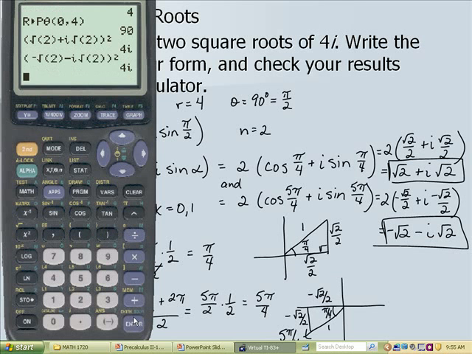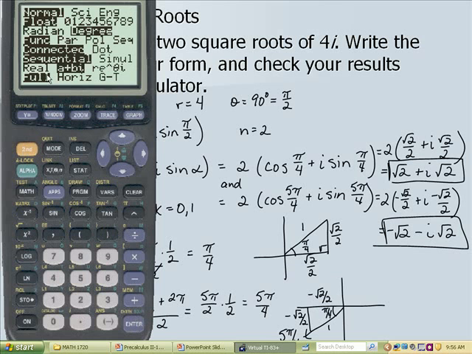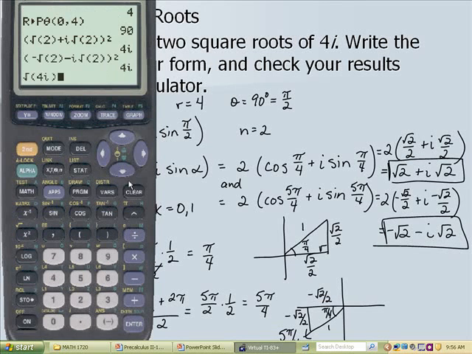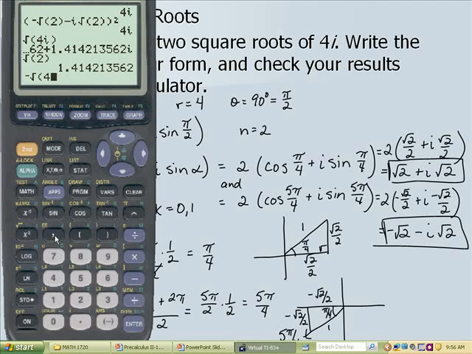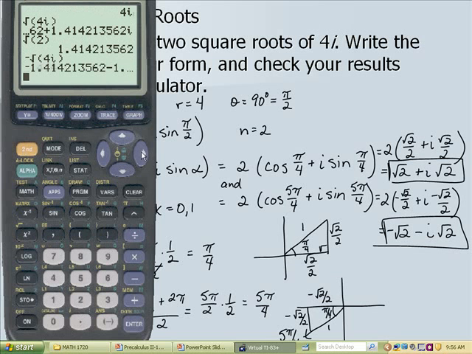Now another way we could do this with square roots, when you're taking the square root of 4i, you can just simply type in second square root of 4i and make sure that your mode is in a plus bi mode and hit enter, and you see that we get these decimal values. But when you take the square root of 2, notice that it's identical to our decimal values here, so it's done our positive square root for us, and to find the negative we do negative square root of 4i, and we see then we get our negative answer.